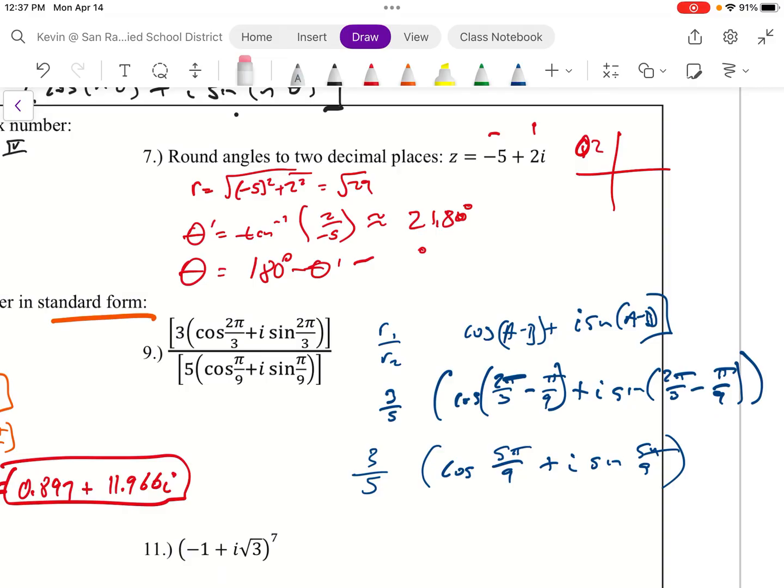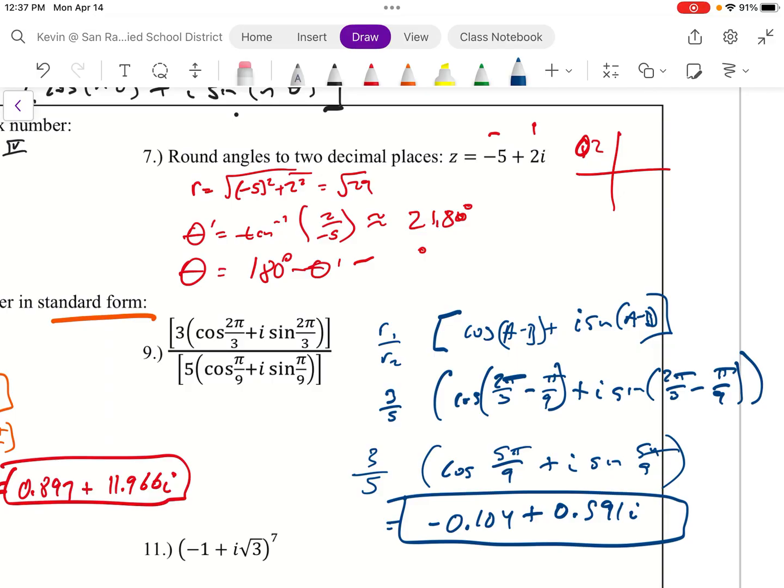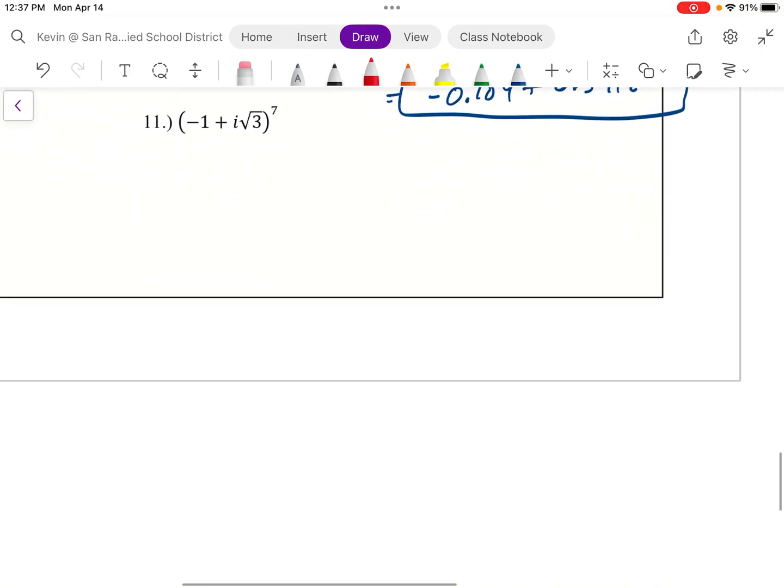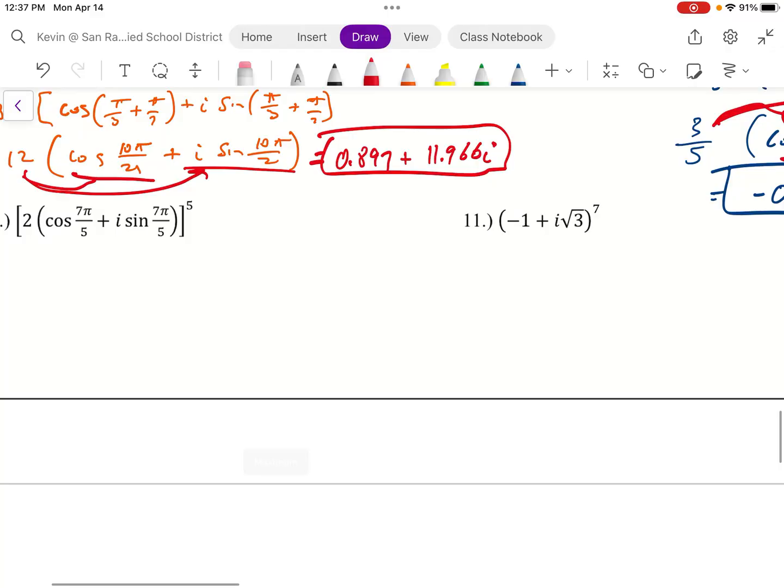Well, it's in trig form, so we have to get out our calculator. Why am I putting equals right here? I don't know what I was doing there. So just plug it in our calculator, and we get negative 0.104 plus 0.591i. All right. So you just use your calculator again. You'll find cosine of that, and you'll multiply it by here. You'll find sine of that, and you multiply it by that.